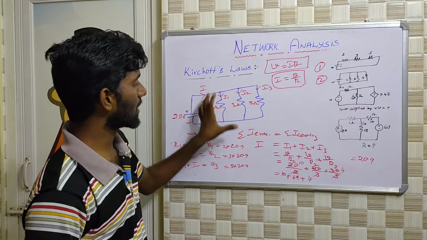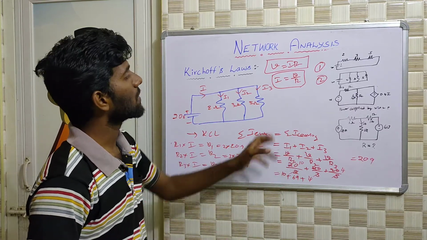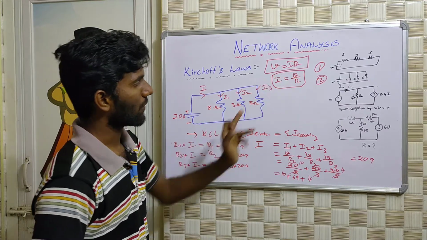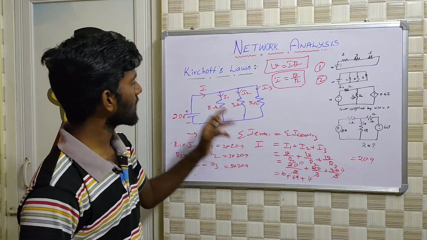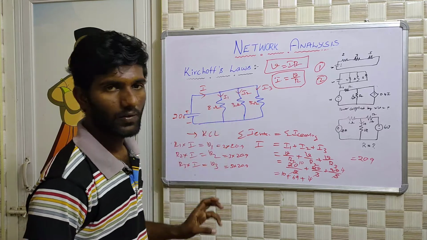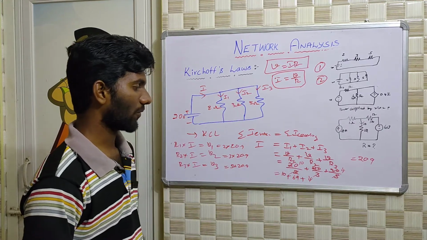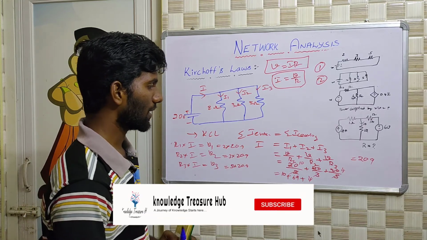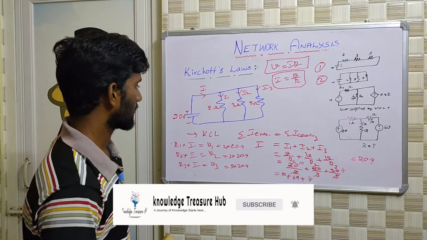So I entering is equal to I leaving. So I is equal to I1 plus I2 plus I3. From Ohm's law, we know V is equal to IR. Therefore I is equal to V by R. So V by R1, V by R2, V by R3. Since voltage will be the same for each branch, 20 by 2, 20 by 3, 20 by 5. So 10 plus 6 plus 4, that is approximately 20.9, 21 we can consider.